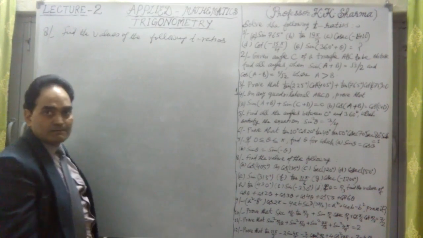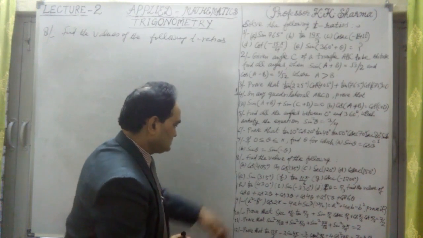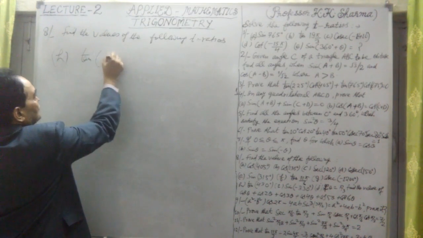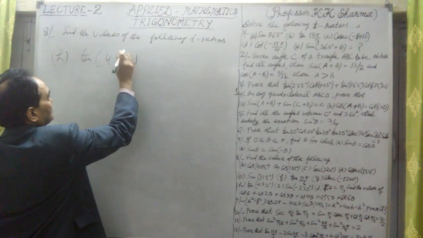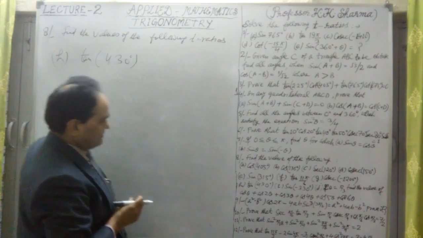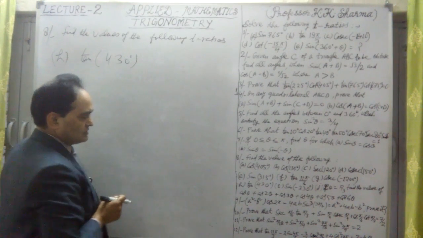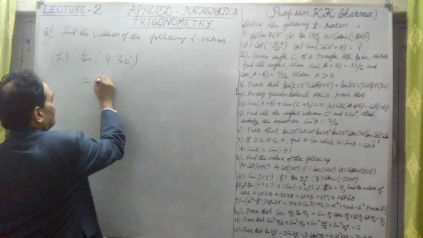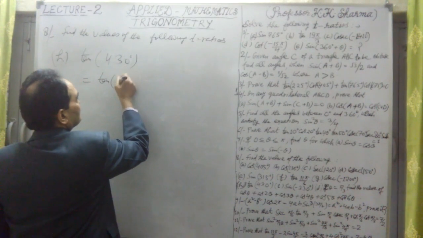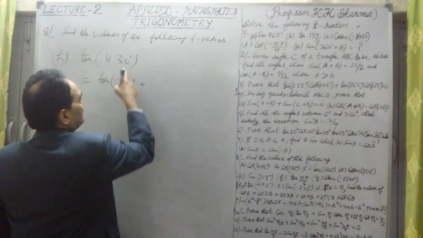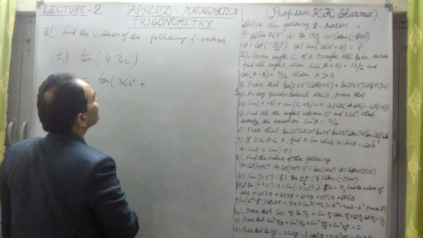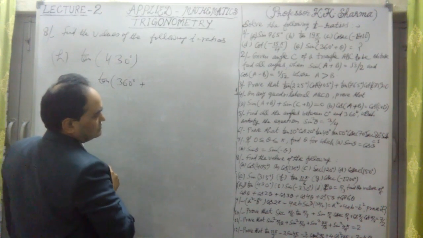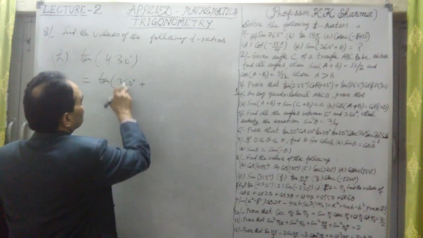Let me take the next part, H part. H is tan of 430 degree. Now we can write 430 degree as 360 degree plus 70 degree. Yes, this is 430. 360 plus 40 and plus 30 is also coming.